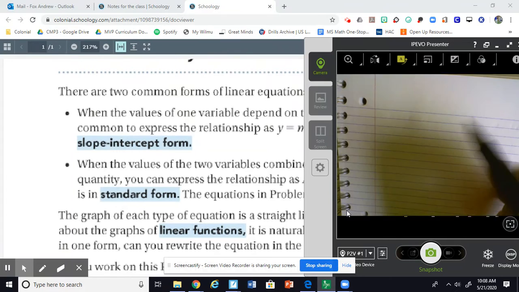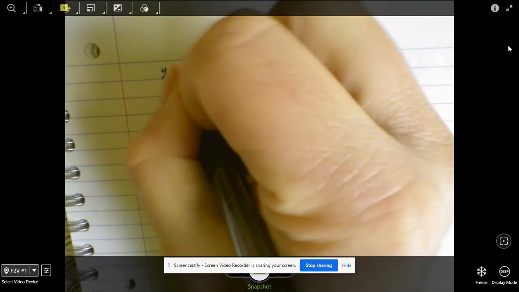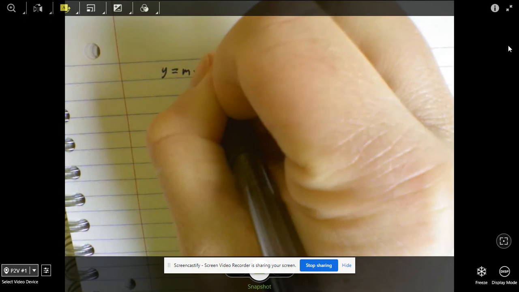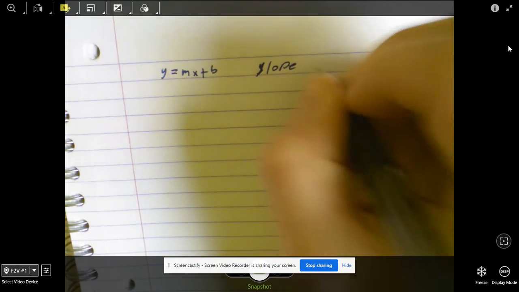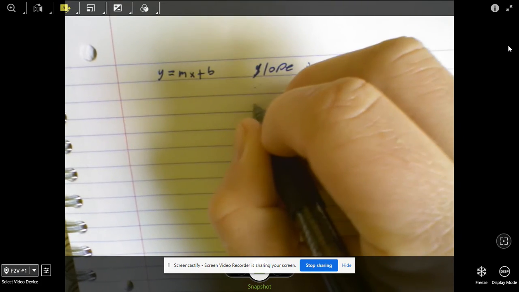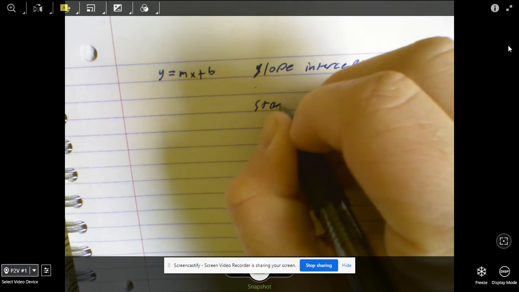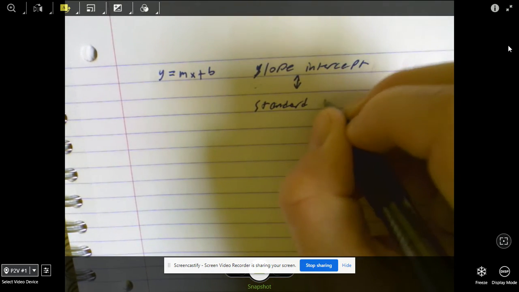So when we say this, we have our slope-intercept form. That's written as y equals mx plus b. That's what we're used to seeing. All right, and then we have another thing called standard form. The two are interchangeable.